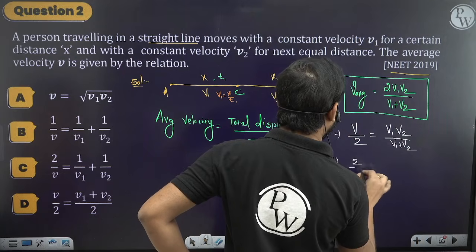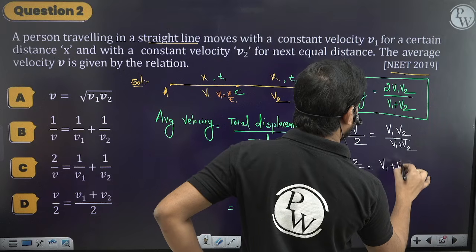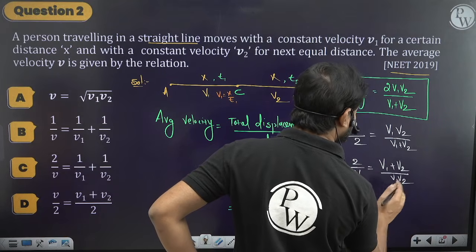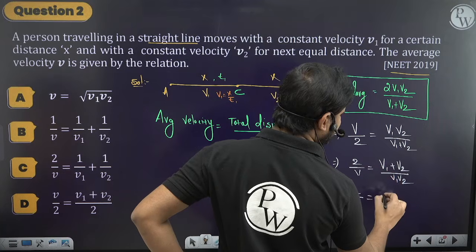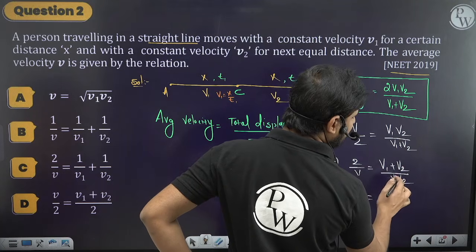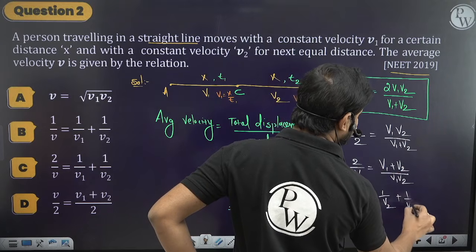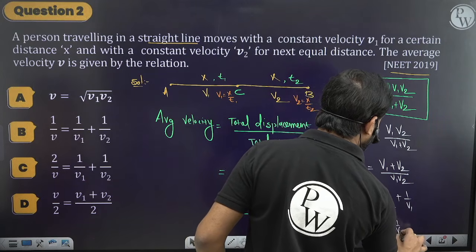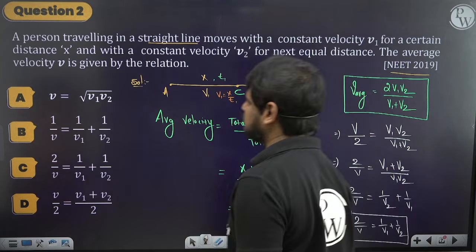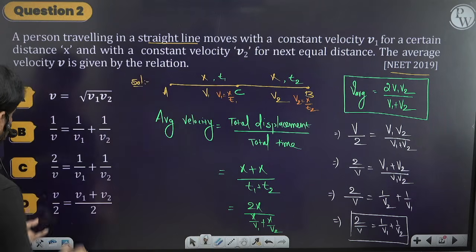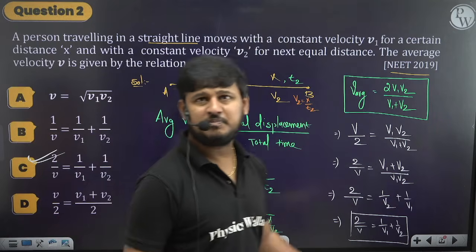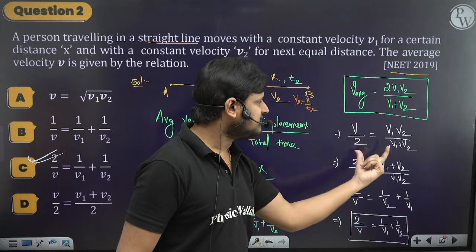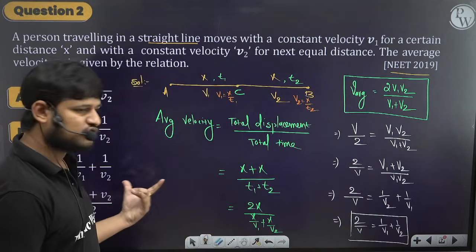So 2 by v is equal to v1 plus v2 by v1 v2. Now 2 by v is equal to v1 by v1 v2, so v1 v1 cancel, and then v2 by v1 v2, so v2 v2 cancel, 1 by v1. Therefore I can write 2 by v is equal to 1 by v1 plus 1 by v2. So this is the final answer. Depending on the options you should change your solution. Clear? From there just do some mathematical part to get the correct option.